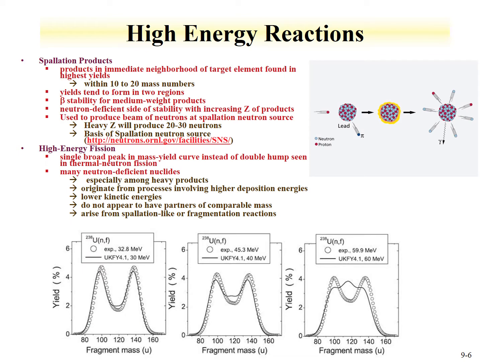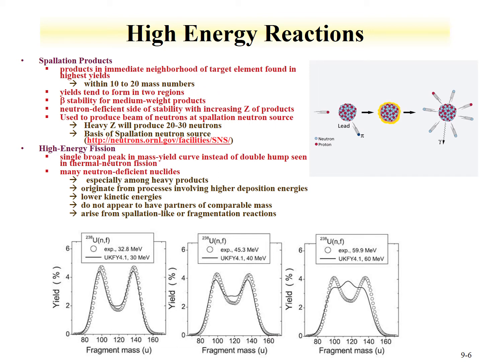If the energy of a light particle is increased, the reactions can change. An example of this is high energy protons, where you can get something called spallation. Spallation is when you use a high energy light particle such as a proton, and you get a number of products formed within the immediate neighborhood of the target, let's say between 10 and 20 mass numbers.